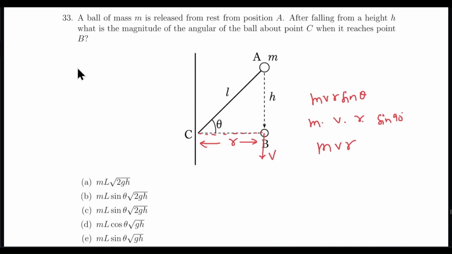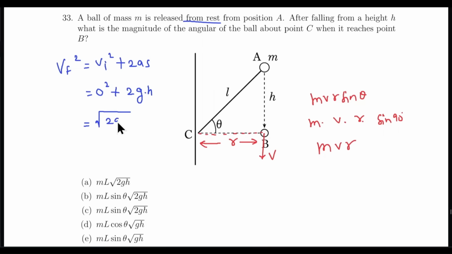For velocity, I think I can use kinematics. So v final is equal to v initial plus at. It's released from rest, so 0. Acceleration is just g and time is just t over here. But we don't know the time, right? Oops, wrong equation. I think we need to use the third equation because we know the displacement. So v final square is equal to v initial square plus 2as. So 0 square plus 2 times g times h. So it is root 2gh. That is the v final. You could have used energy conservation as well.